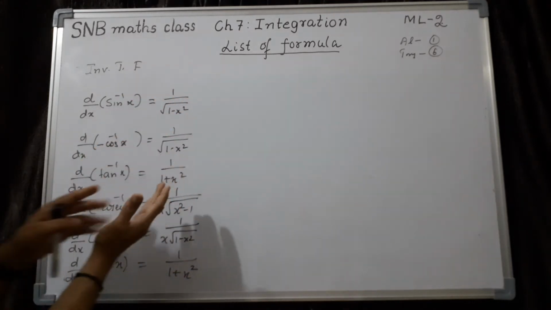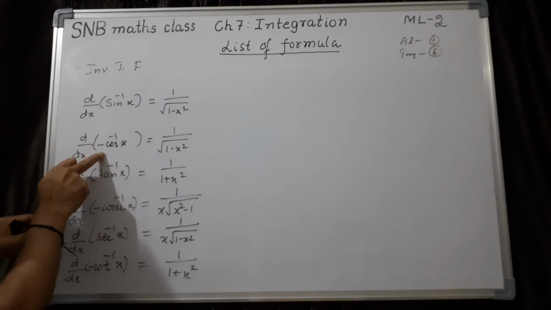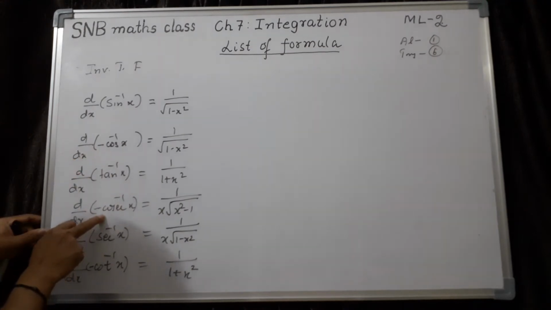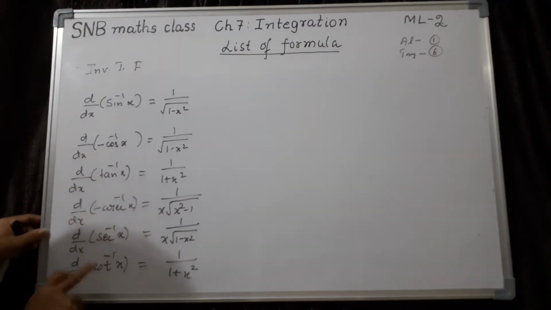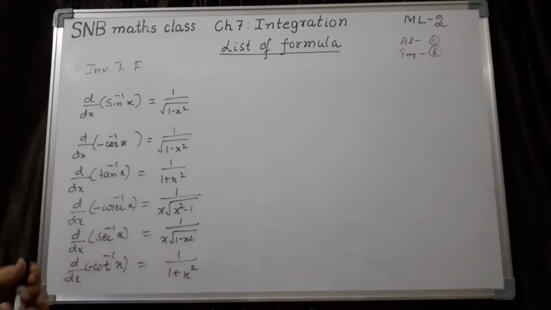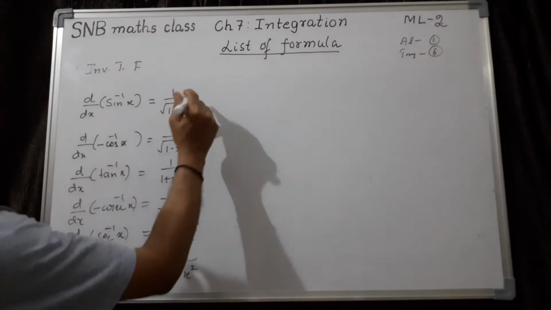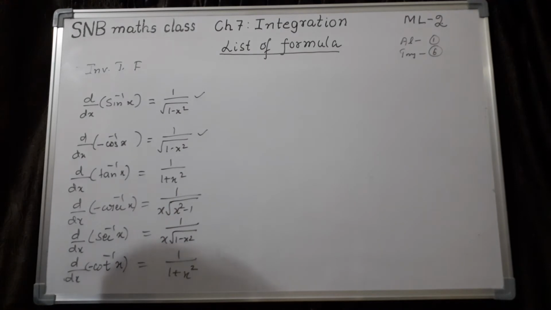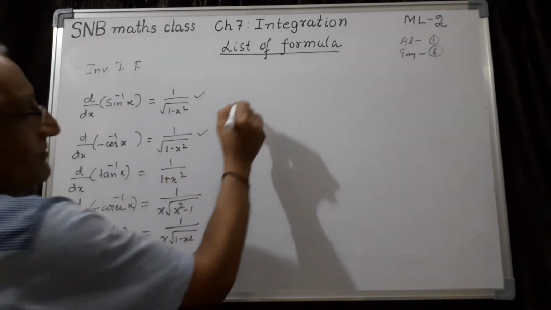If the negative sign comes here, you have to take this side. So I have taken minus cos inverse, minus cosecant inverse x, minus cot inverse. That is one thing. And here there is one advantage. You see, these two are equal, this and this. Therefore now we have a formula like this.